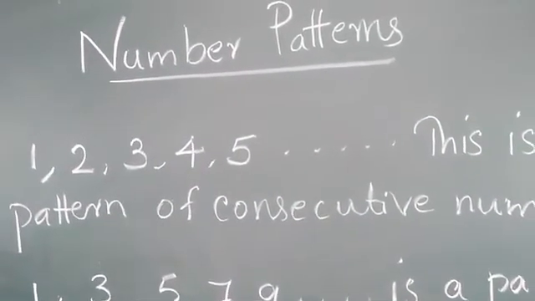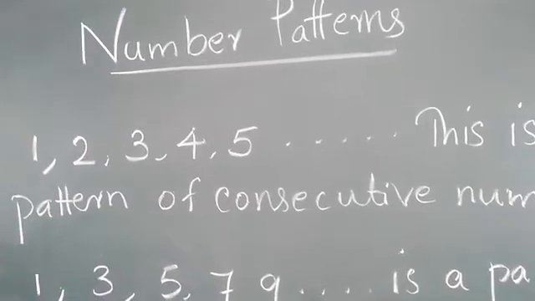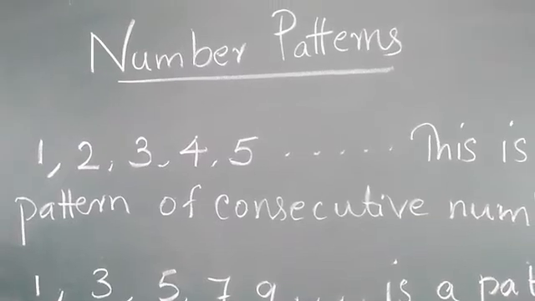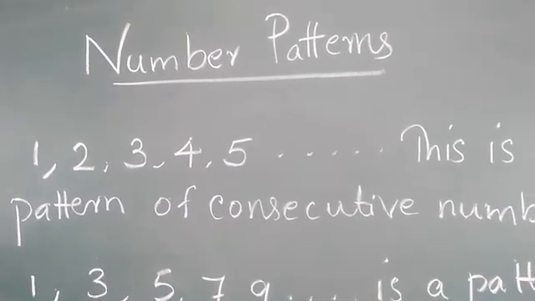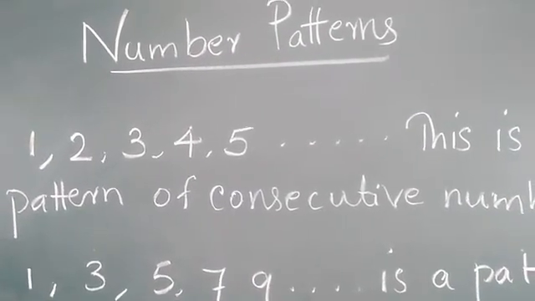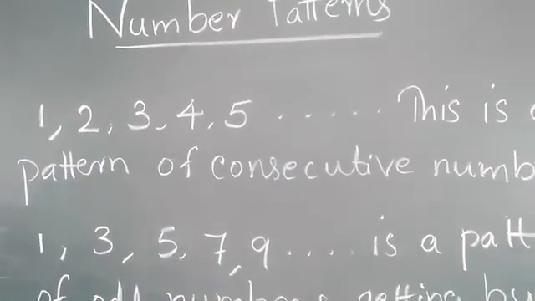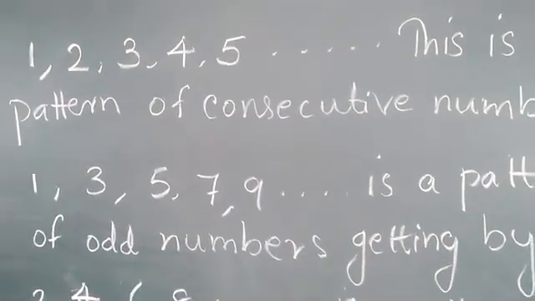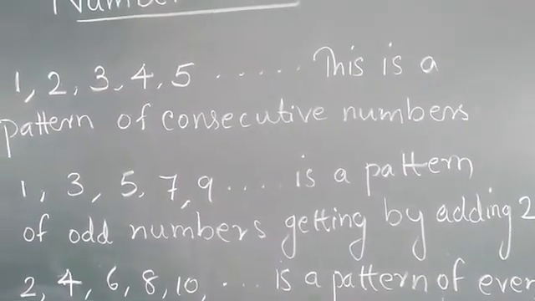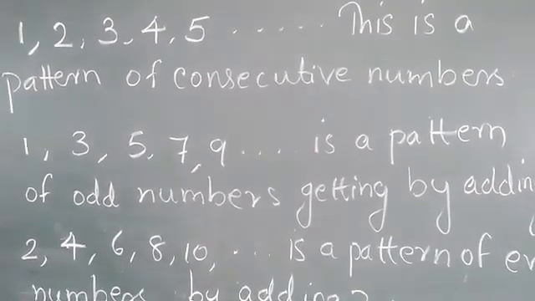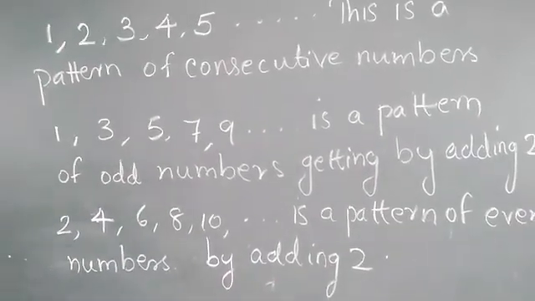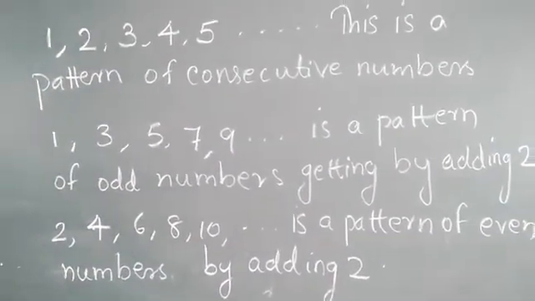Next our topic is number patterns. So we have found the pattern of some figures, but in the case of numbers, how can we form a pattern? 1, 2, 3, 4, 5, etc. You know the pattern of consecutive natural numbers. Then what about 1, 3, 5, 7, 9? It is a pattern of odd numbers. It is obtained by adding 2. Again 2, 4, 6, 8, 10, etc. is also a pattern, of even numbers, by adding 2.